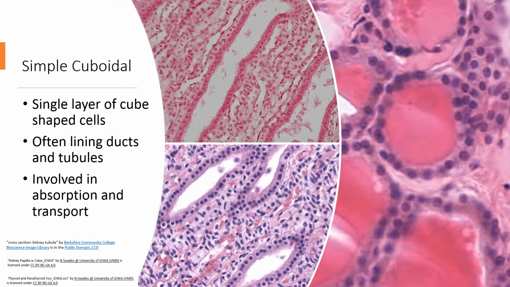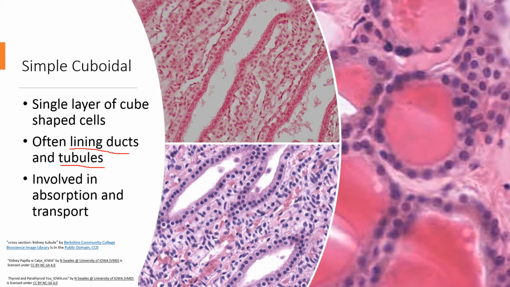Simple cuboidal tissues consist of one layer of cuboidal cells. And remember, your cuboidal cells are roughly as long as they are wide, so they look like little cubes or little squares. We're going to find this type of tissue in the kidney. Sometimes it's in the respiratory system, in the ovary. We'll find it a number of different places, but we very commonly find it lining ducts and tubules. So anywhere where you have a lot of ducts, like in the skin, for example, or in certain organs, or maybe you have a lot of tubules, you're going to see a lot of this type of tissue. It's involved in absorption and transport.